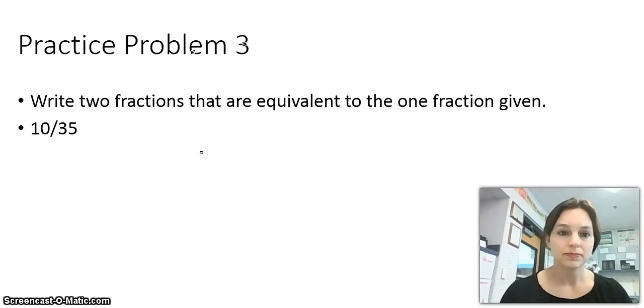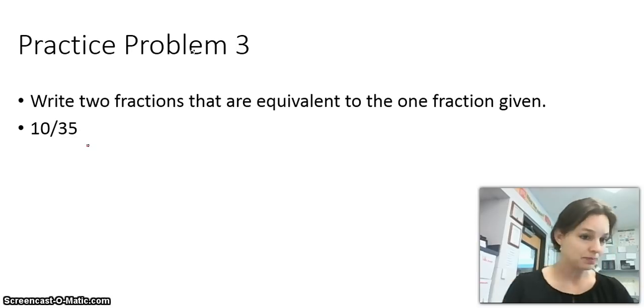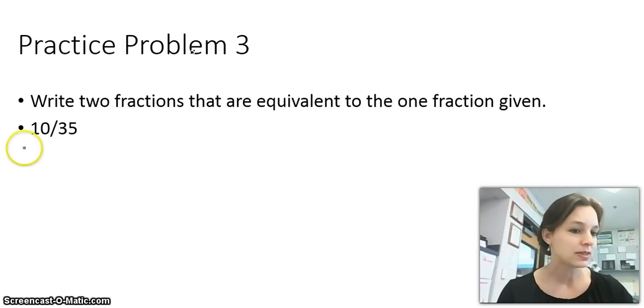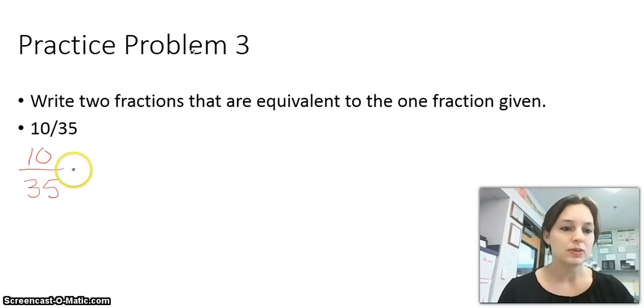Let's move on. Here we have practice problem number 3. Write two fractions that are equivalent to the one fraction given. Here we have 10/35ths. This time, let's try to write an equivalent fraction by multiplying, and then let's try to write an equivalent fraction by dividing. So here we have 10/35ths. I'm going to rewrite that 10/35ths, and I'm going to multiply that by 2/2 to get the equivalent fraction.